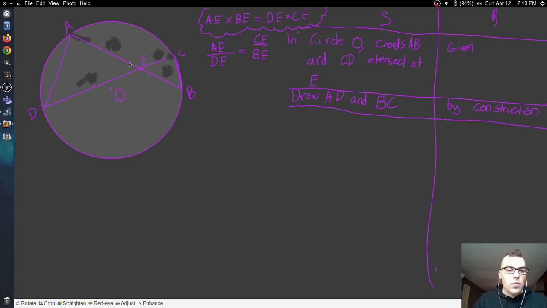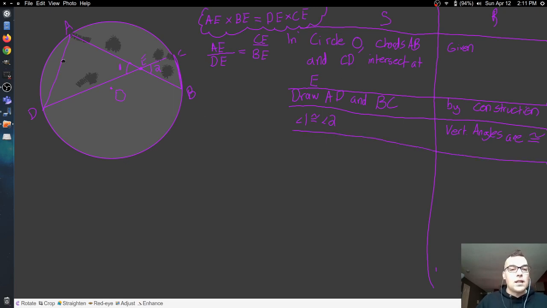First thing I'm going to do is go ahead and make it a little easier on myself. I'm going to call that angle 1. I'm going to call that angle 2. Angle 1 is congruent to angle 2 because they're vertical angles. Vertical angles are congruent. Okay, that's one pair of angles right off the bat.